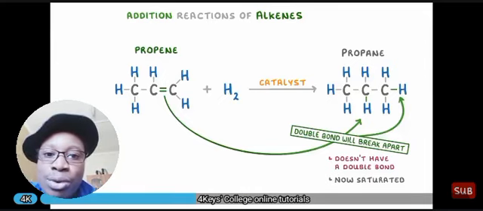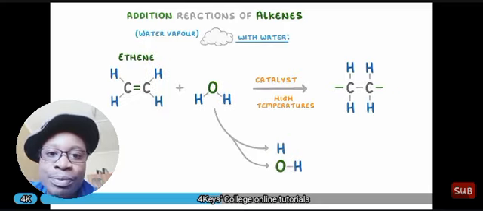So the alkene bond will open up in the presence of a catalyst there and allow you to add hydrogen onto the molecule, which will give you propane. So propene will give you propane here, which is a saturated hydrocarbon.